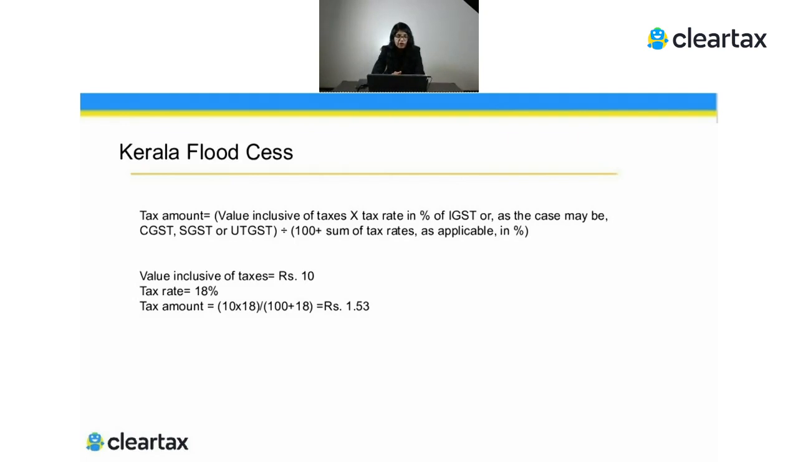So let's say I have a value inclusive of 10 rupees and the tax rate is 18%. So the tax amount will be 10 multiplied by 18 divided by 118. So that will become my tax amount.